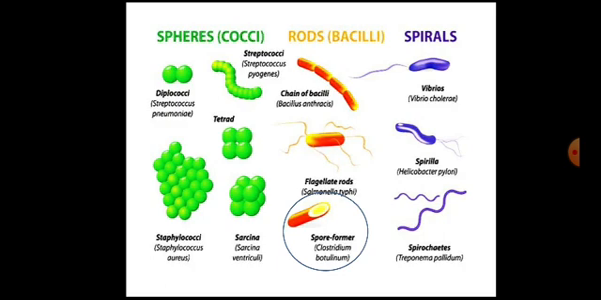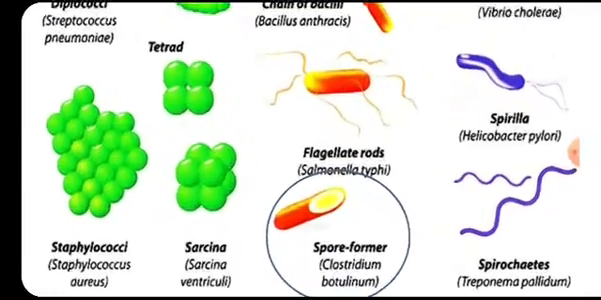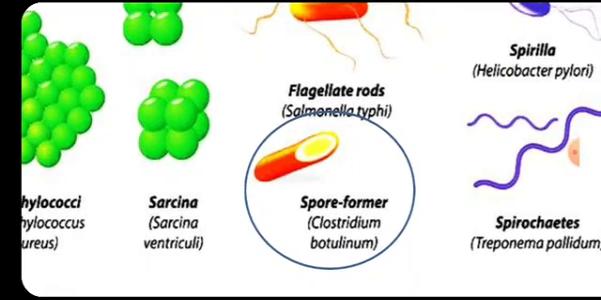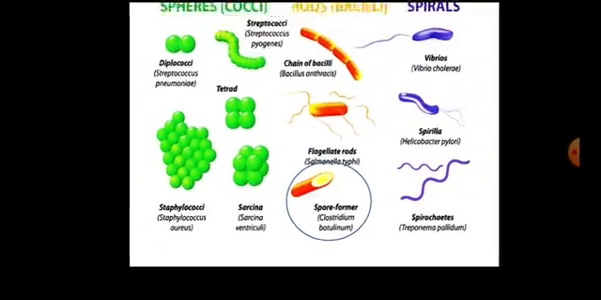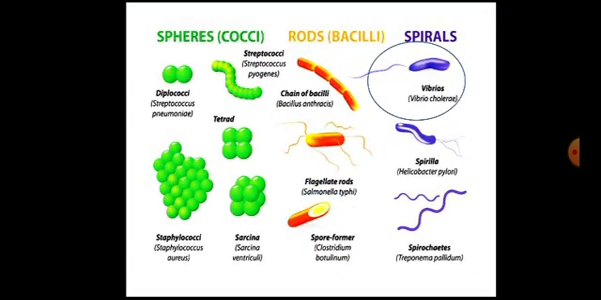Spore forming Clostridium botulinum. These bacteria are rod shaped bacteria. You can see the yellow part. That yellow part is the presence of endospore. Spore present inside the cell is called an endospore, which is one of the organelles of bacteria that we'll be discussing later on.